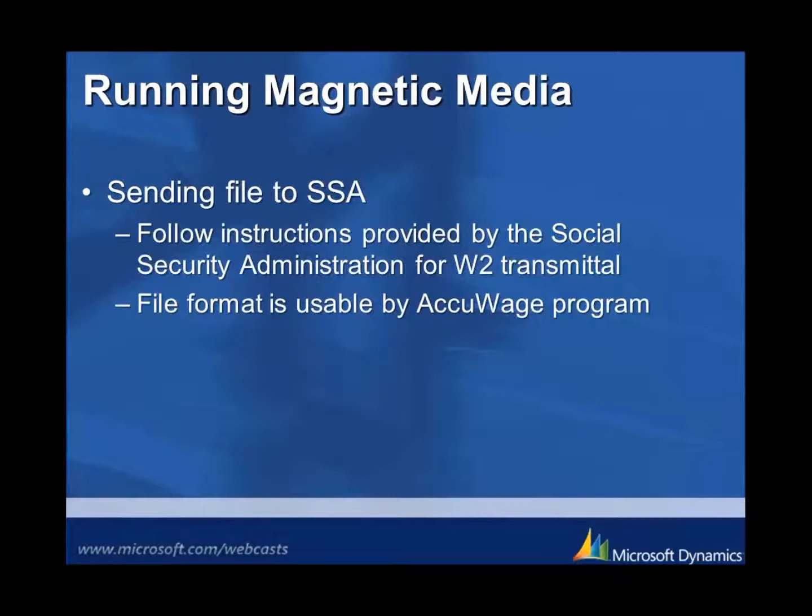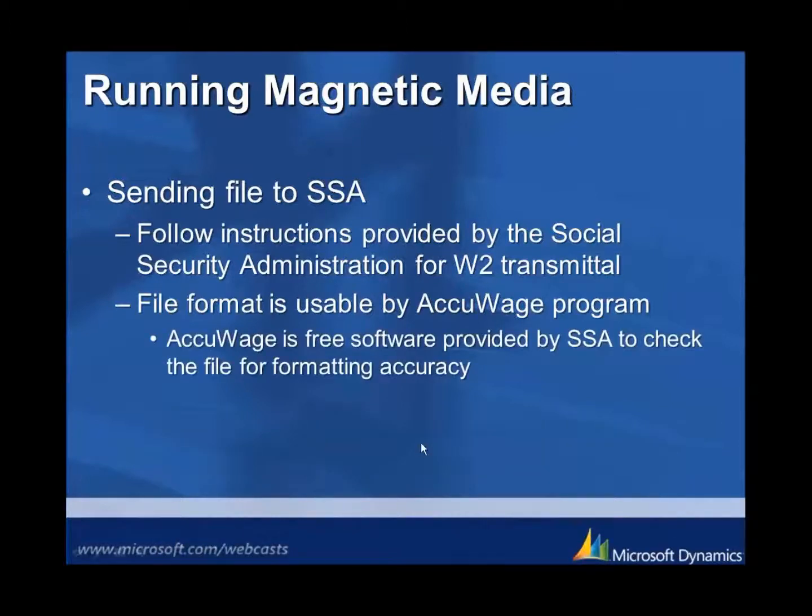Now, if you want to double check your file to make sure that it's going to be accepted by the SSA, you can use the AccuW2C program, and I believe if I click here again, there we go. There is a website that you can download that program from. It's a free program that the Social Security Administration provides to everyone in order to run those W-2 files through and make sure that they're going to be accepted by the Social Security Administration.